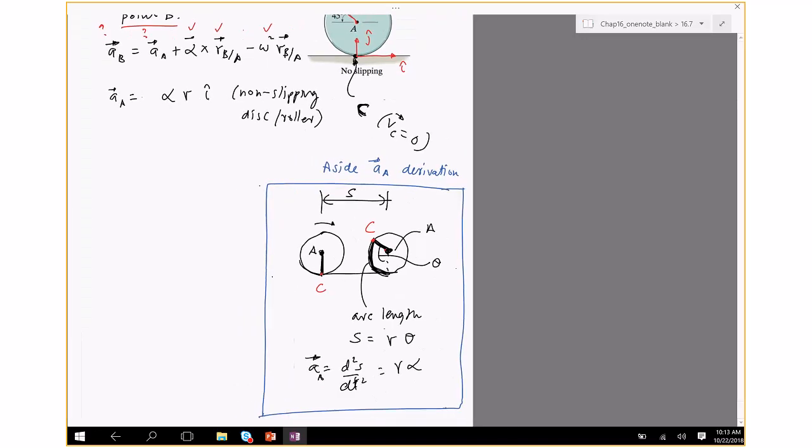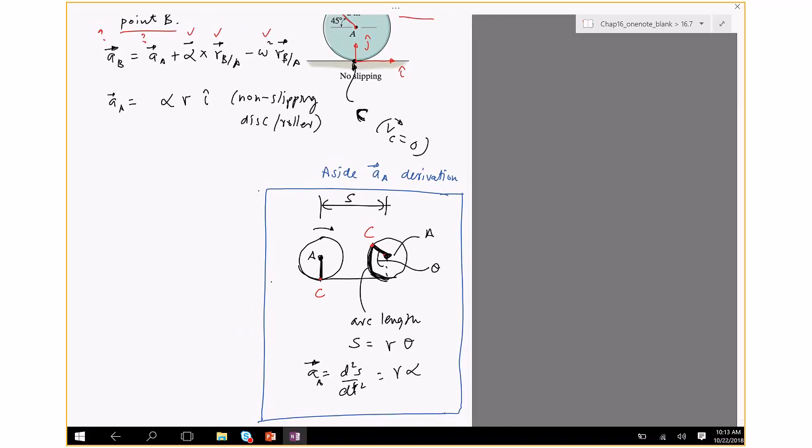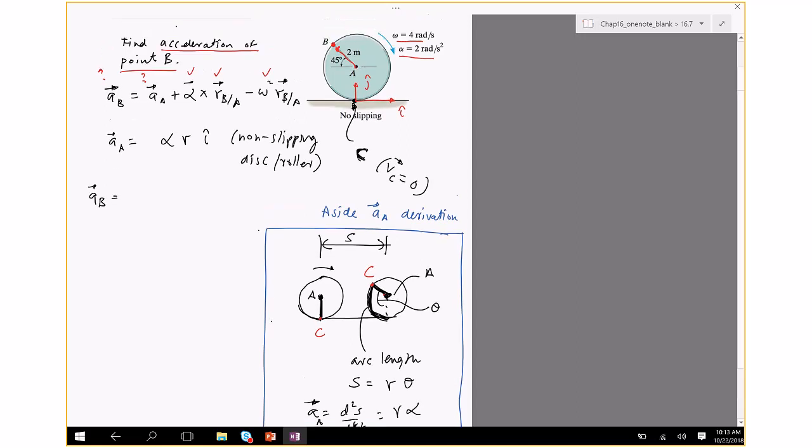Okay, so let's just plug in the values. We know alpha now. So the acceleration of B with respect to A equals alpha cross R, which is alpha times R. Alpha is 2, the radius is 2 meters, times i, plus alpha is 2, but it is in the clockwise direction. So I need to put minus 2k crossed with the vector from A to B. This vector.